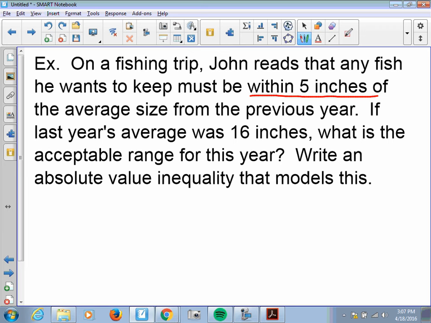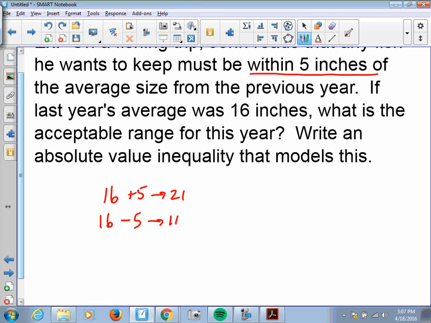Okay? If last year's average is 16 inches, what is the acceptable range? Within 5 of 16 means I want a distance of 5. So if I have 16 and I add 5, that gives me 21. If I have 16 and I subtract 5, that gives me 11. So my answer here, if I use L as my length, is that I have to be greater than or equal to 11. That's my low end. But I have to be less than or equal to 21. That's the acceptable range.